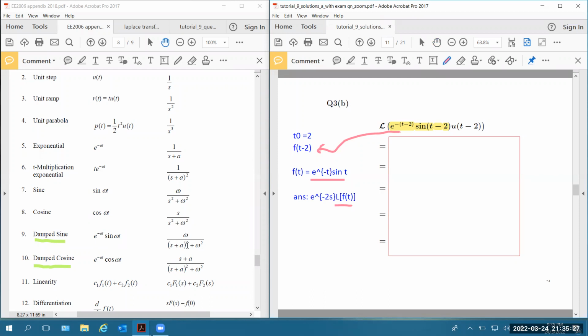1 over (s plus 1) squared plus 1. If you know this, then life is simple. Then you can just write your answer here, then e to the power minus 2s. Oh yeah, this one I actually multiplied already. So actually it's like that, 1 over (s plus 1) squared plus 1. So this is by your sine. You go here, then straight away you get it here. Is it okay? Now everyone clear?